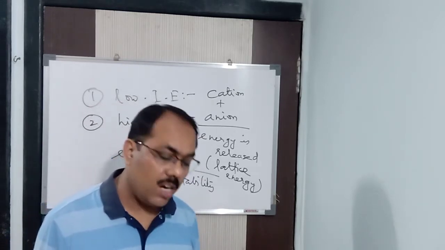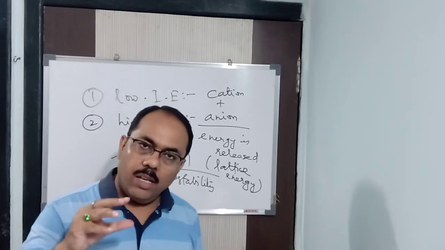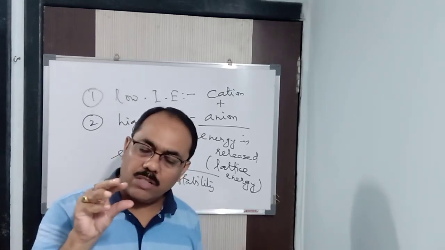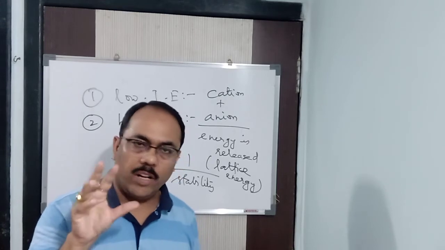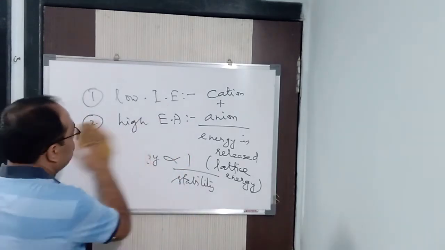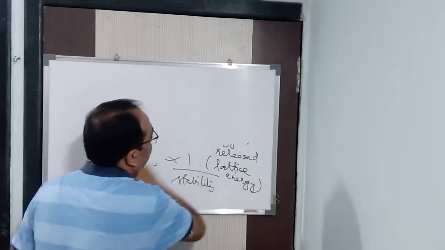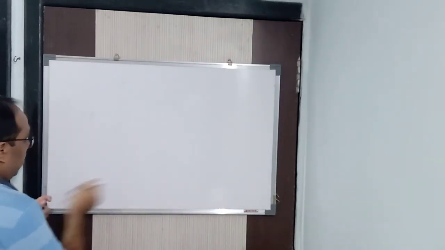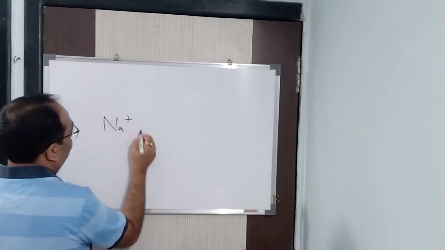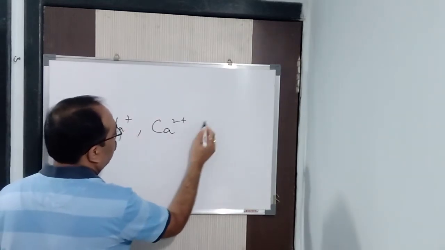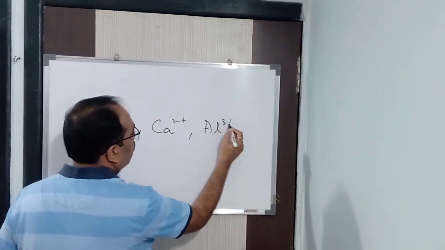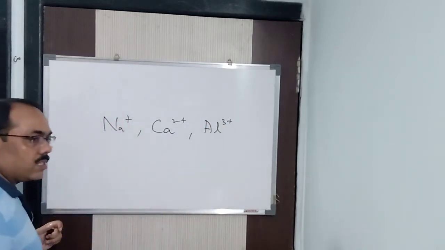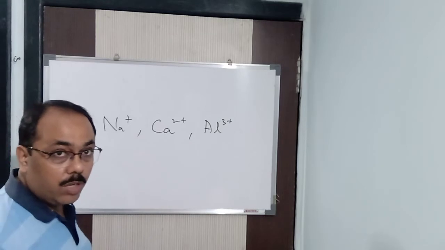It depends upon the charge of the ions. See, when the charge is higher, the size of the ion will be smaller. For example, if you are having Na+ ion, Ca2+ ion, and Al3+ ion, which is the smallest? This one is the smallest. I have told you about it.